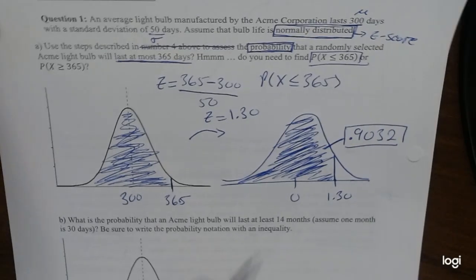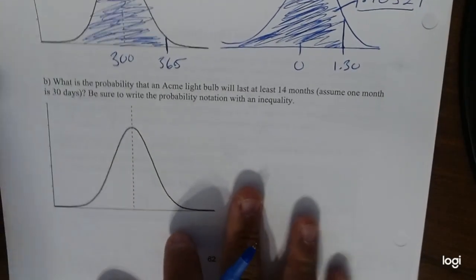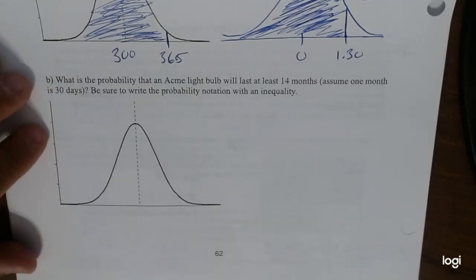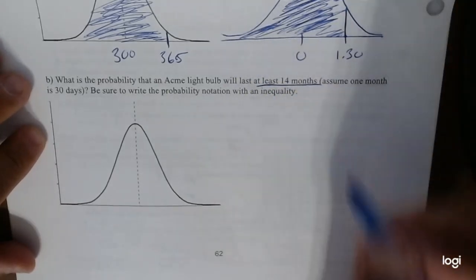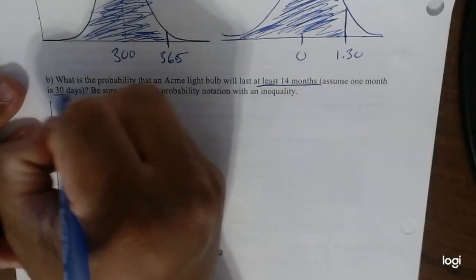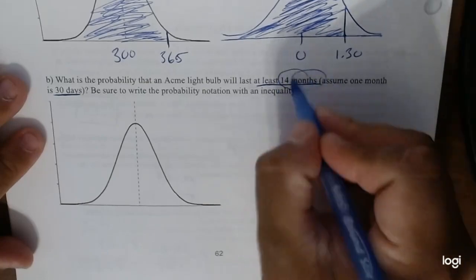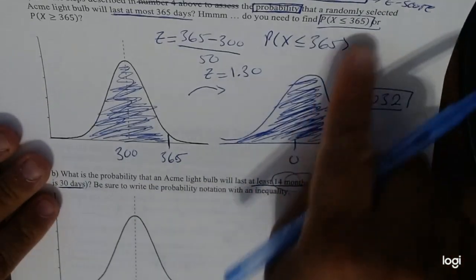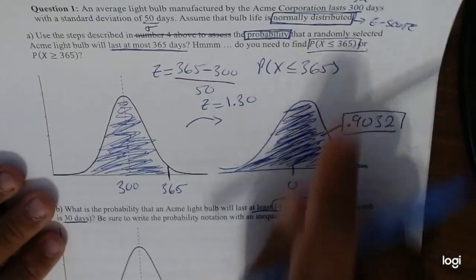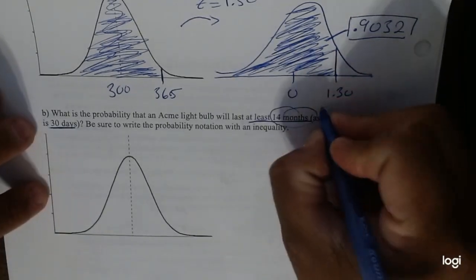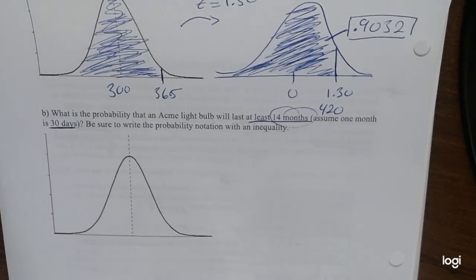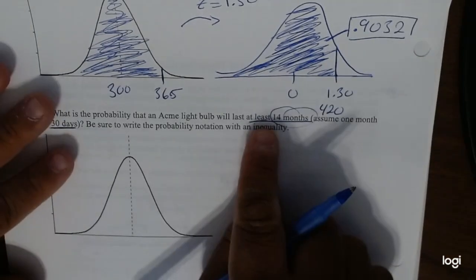All right, so let's try part B now. Keep going from this; you guys get the hang of it. The question is, what is the probability that an Acme light bulb will last at least 14 months? Assume 1 month is 30 days. So be careful. It says 14 months, and our mean is in days. That's why they gave us this portion. We've got to first figure out how many days 14 months has. So 14 times 30 gives us 420 days.